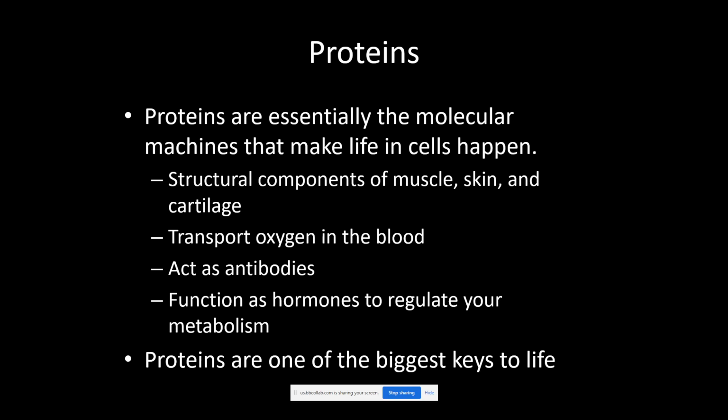So then proteins is the next section here from the biochemistry. These are your little molecular machines that help you live and do life. Proteins are really pretty amazing things.